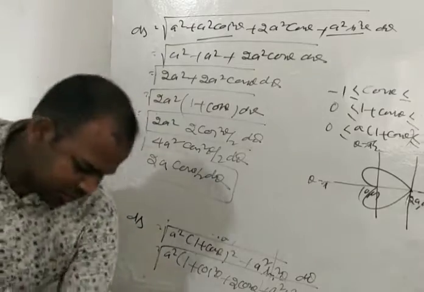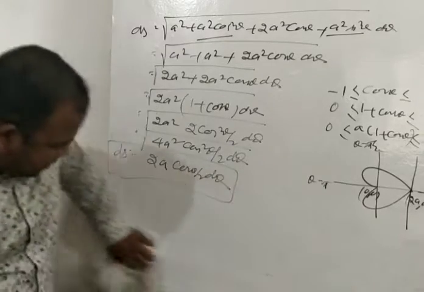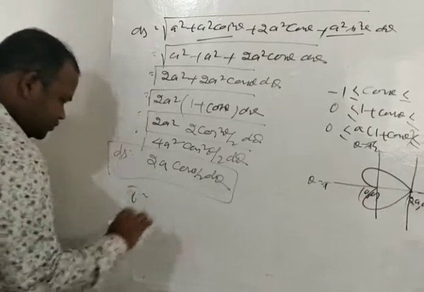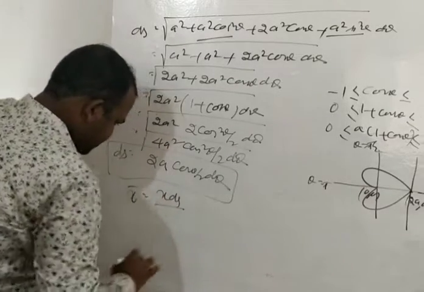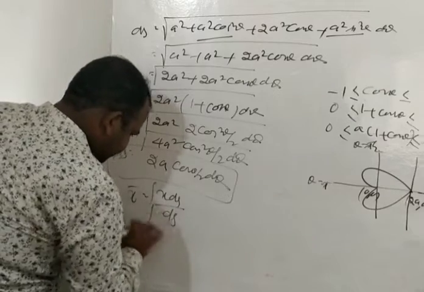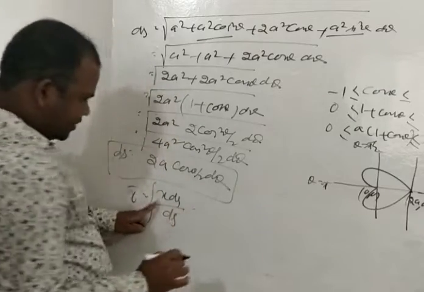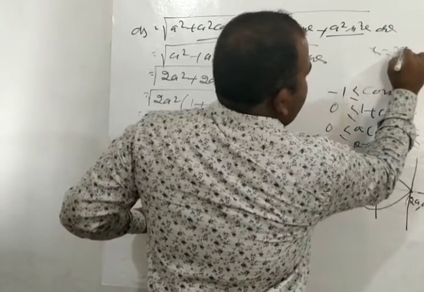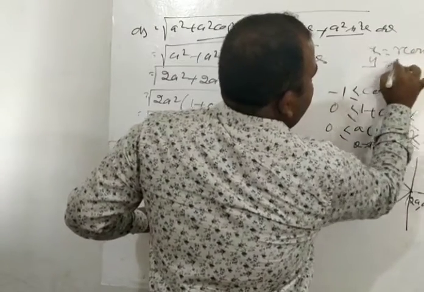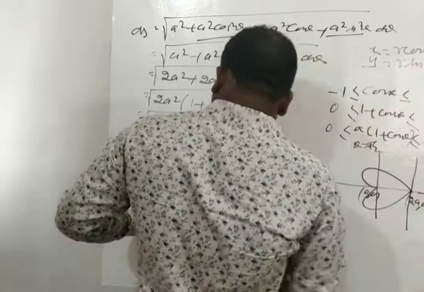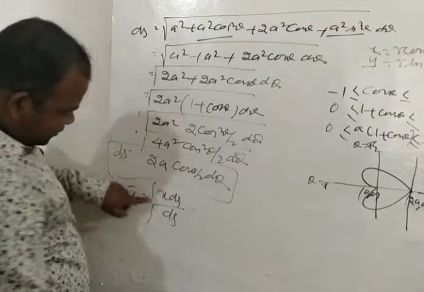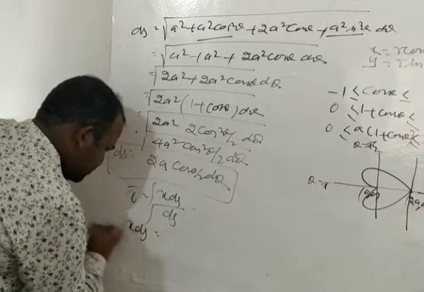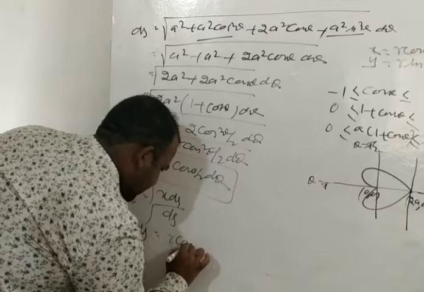So now we will find x bar. x bar equals integral of x ds upon integral of ds. In case of polar form, what is the value of x? x equals r cos theta and y equals r sin theta, that we will put. So for x bar, first we will solve the value of x ds. So x ds equals x, that is r cos theta.